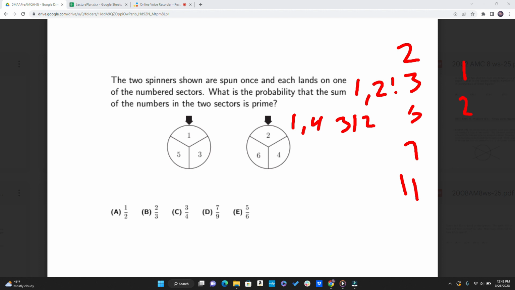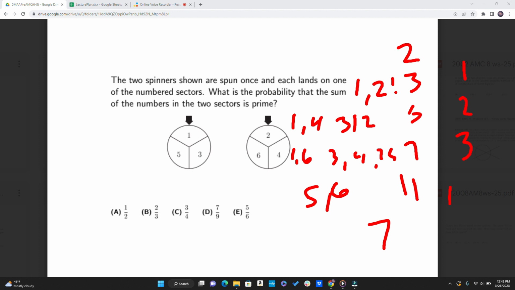How about a 7? You could do a 1 and a 6. You could do a 3 and a 4 and a 2 and a 5. That's 3 ways to do that. And with the 11, we could do just a 5 and a 6. That's the only way. So that's 1 way. So that's a total of 1 plus 3 plus 2 plus 1. 7 total prime sums. That's the 7 ways to get a prime number.